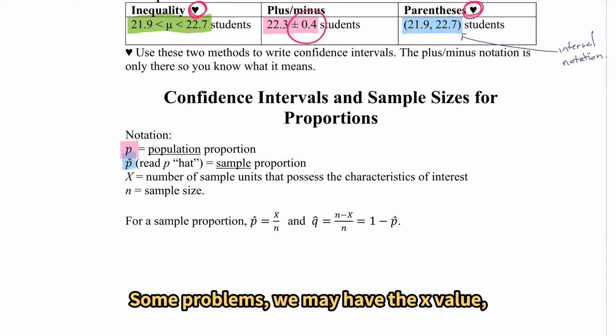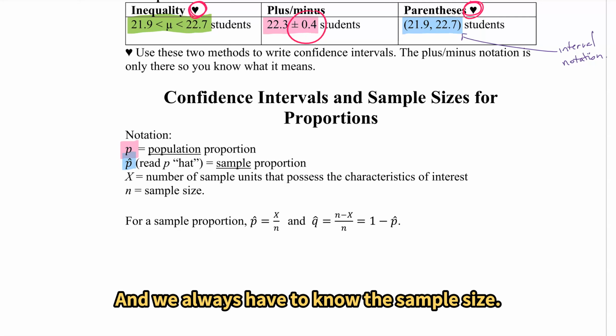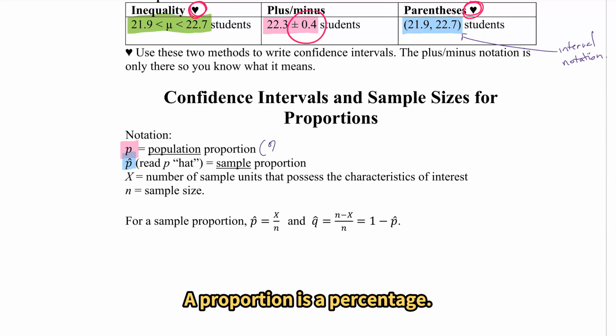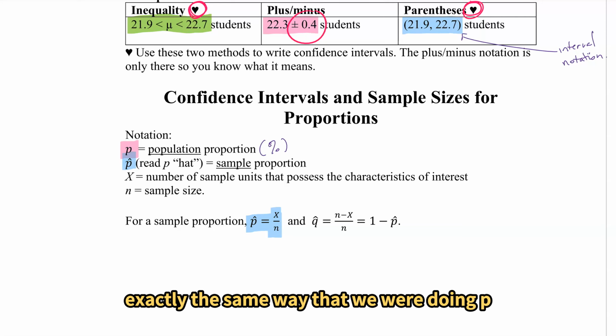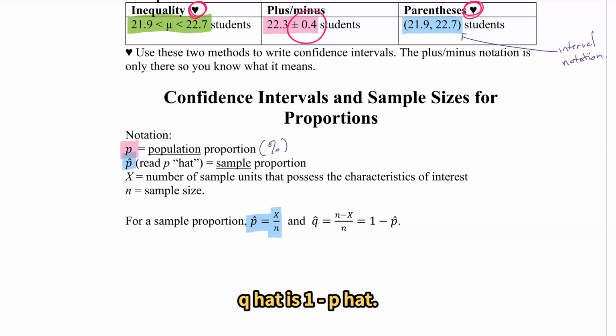Some problems we may have the X value, the number of sample units that possess the characteristics, and we always have to know the sample size. A proportion is a percentage. For a sample proportion, P hat is given by X divided by N, and then we can calculate Q hat exactly the same way that we were doing P and Q for the binomial distribution. Q hat is 1 minus P hat.